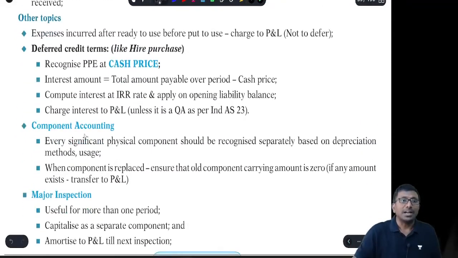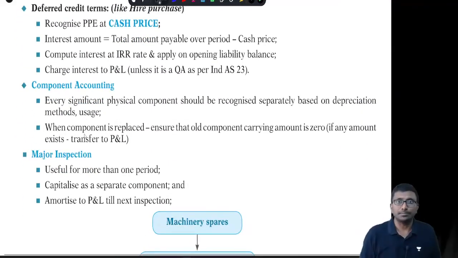And if there is any deferred credit period, it is a prolonged period. Generally the credit period will be 10 to 15 days, or 6 months maximum. If someone says that I will sell you my asset and you pay me after 2 years, under that circumstance, obviously there is something wrong. The invoice amount must include the interest element. That's why you should find out the interest element. The interest element should be transferred to P&L. It should not be capitalized with the PPE.